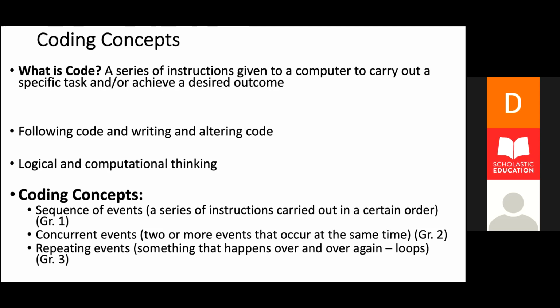In grade 1, kids are working with sequence of events, a series of instructions carried out in a certain order. In grade 2, they're doing sequence of events, but they're adding in concurrent events. And then in grade 3, they're doing sequence and concurrent events, but they're also doing repeating events. So here's some examples of how we can do this.